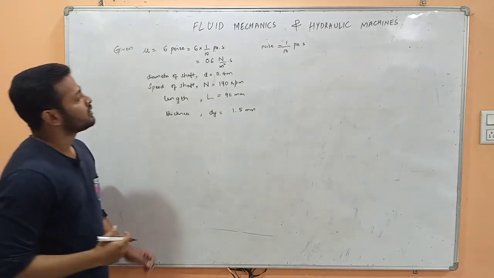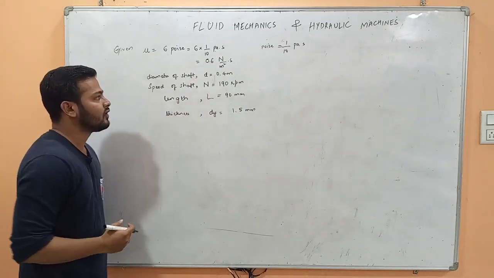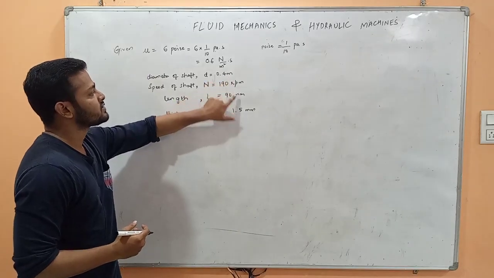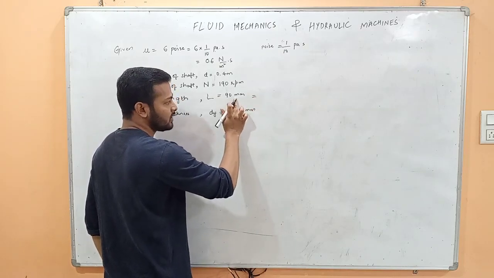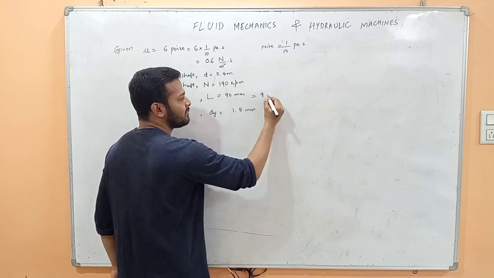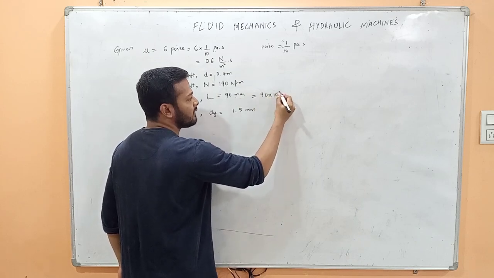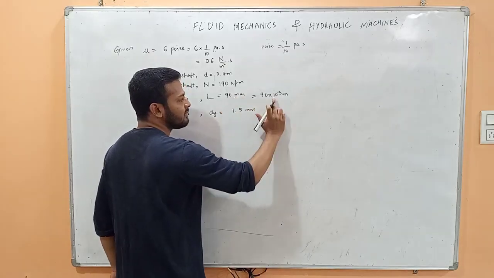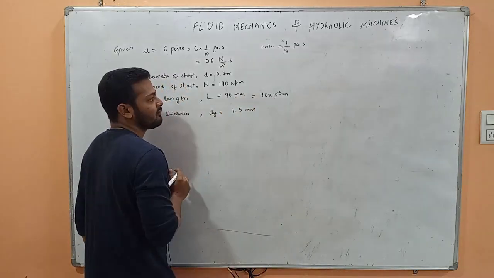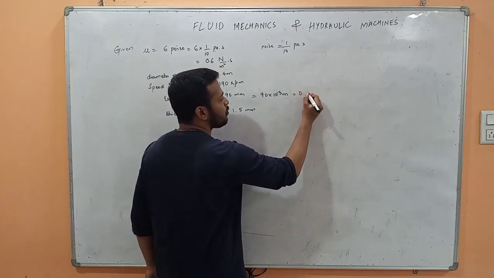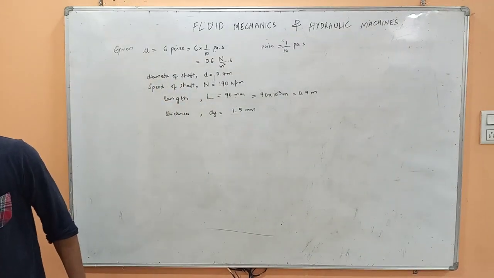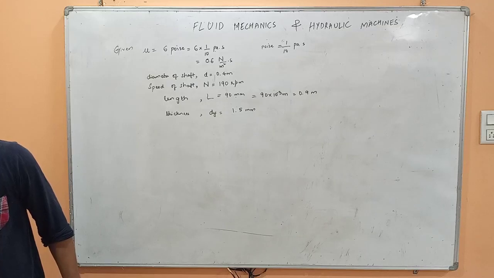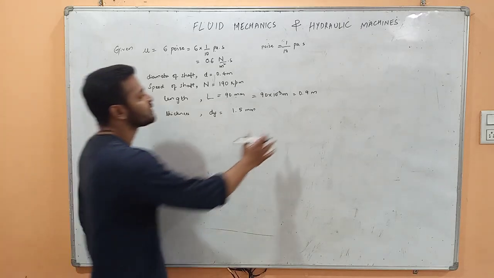First we have to see whether all the given units are in SI form or not. Meter is SI form, rotations per minute is fine. Millimeter is not our SI form, so we have to convert this into meters. I know that milli means 10 power minus 3. So in place of milli, I will write 90 into 10 power minus 3 meter. This is coming out to be 0.09 meters.